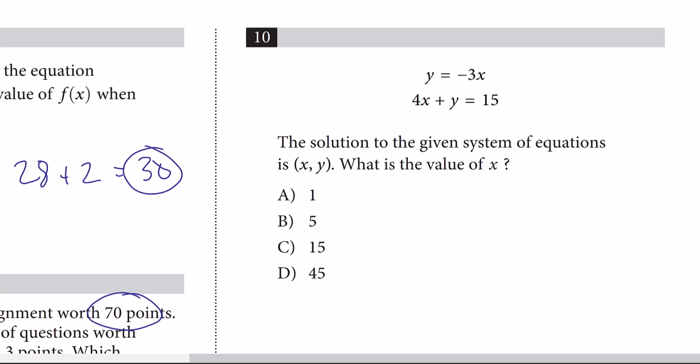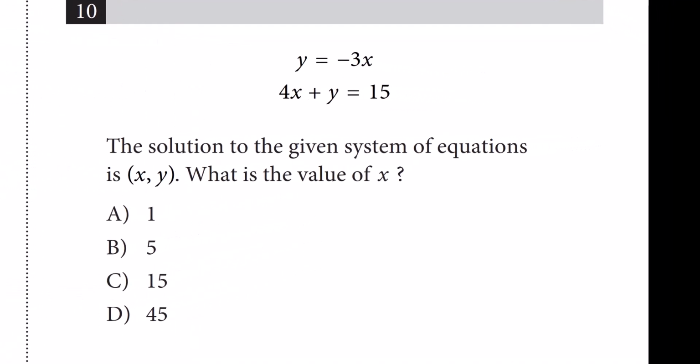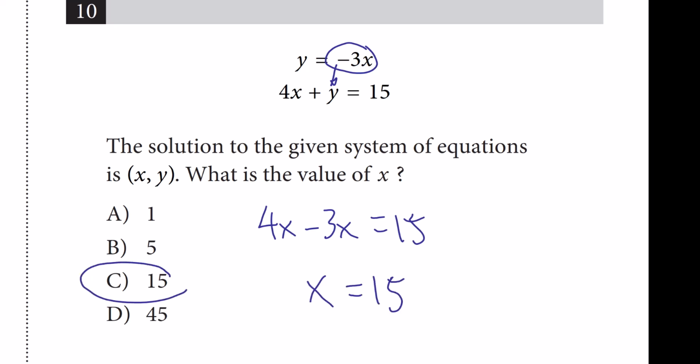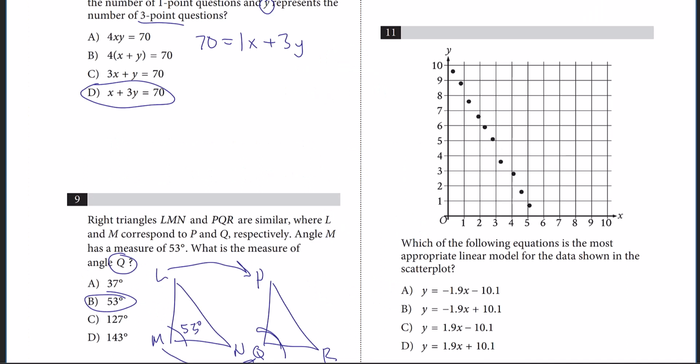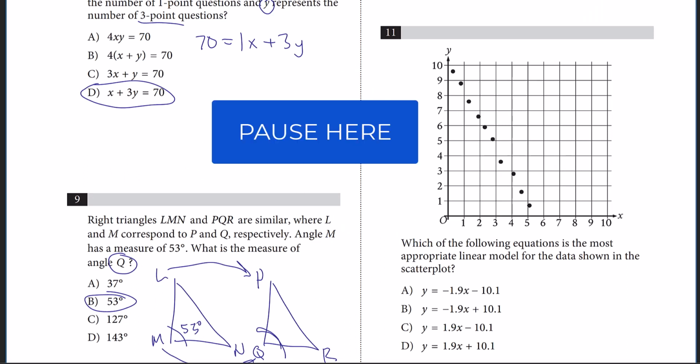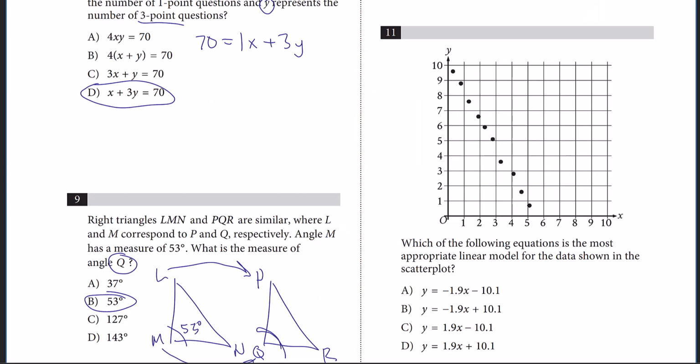Usually for a system of equations, on the previous SAT, the 2016 version, you usually want to use the add, subtract, and eliminate, but in this case, substitution is the best thing to do. We're going to take this negative 3x and plug that right in there. So you have 4x minus 3x is equal to 15, and that just gets you x is equal to 15. Very, very straightforward. C. Question number 11. Go ahead and pause the video. Try to solve this on your own.